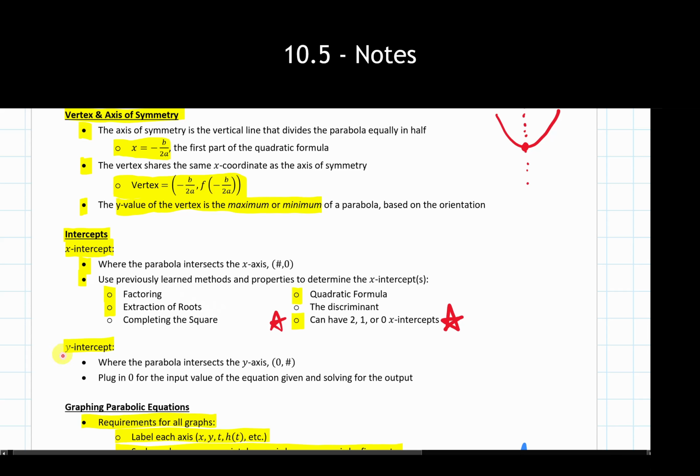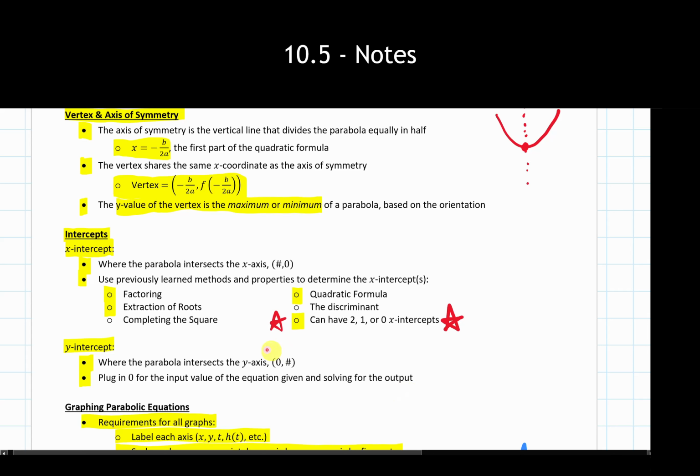Last and certainly not least, with our y-intercept, this is one that we will always have for every single parabola that we are working with and analyzing. Remember that the y-intercept is the place where the parabola, or really any graph, intersects the y-axis. This is where it crosses that vertical line axis that we have showing up there. The way we go about solving for this, we just plug 0 in for the input value of the equation. Generally that's x, but it could be something else. We plug that into the equation and solve for the corresponding output.